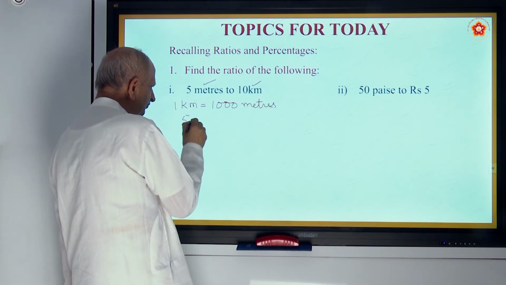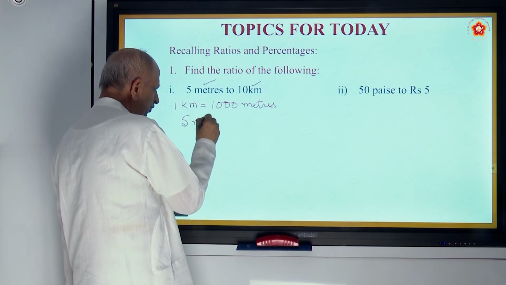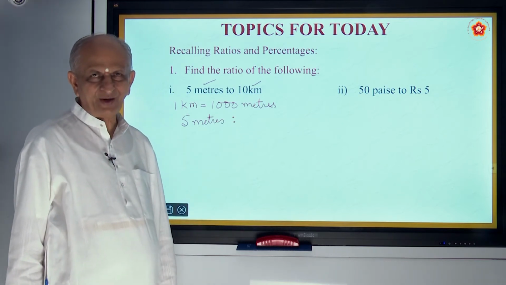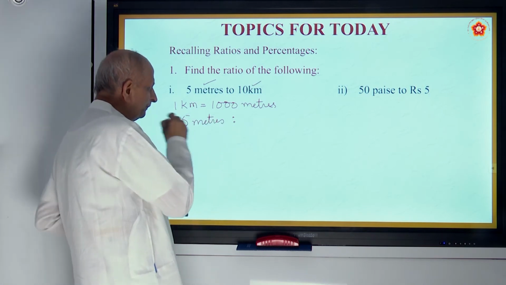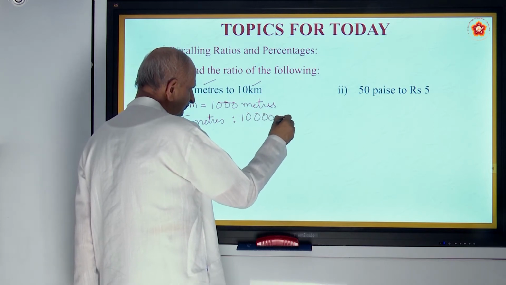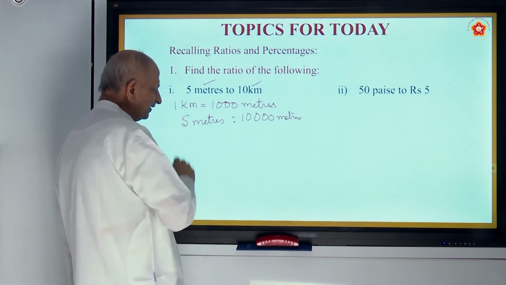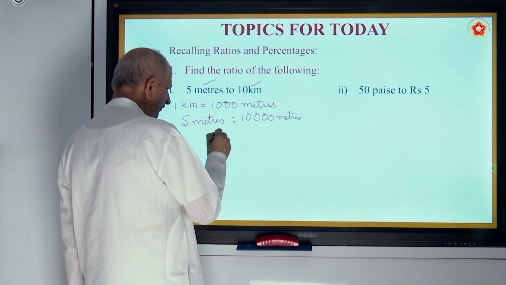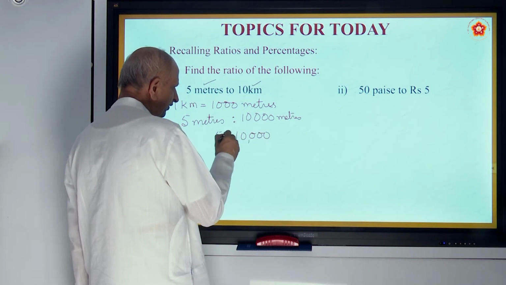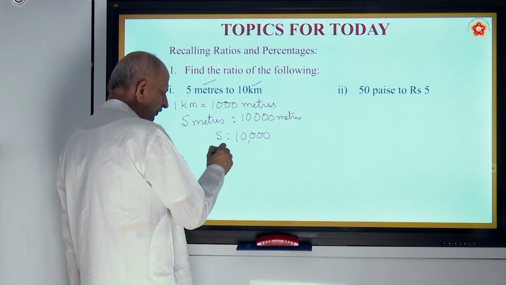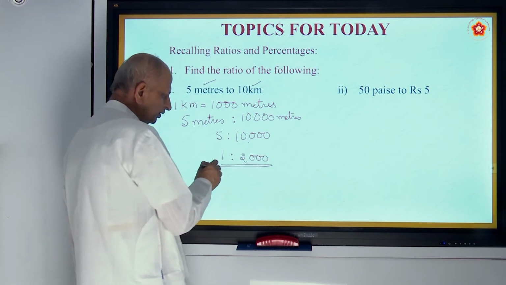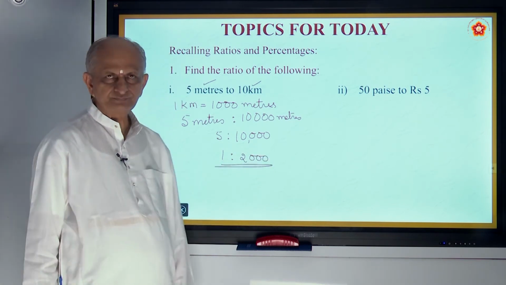So ratio becomes 5 meters is to, use the word "is to". That is how a ratio is written. 5 meters is to 10,000 meters. Here units are same, meter, correct? So it will be 5 is to 10,000. Are you following? So 5 ones are 5, 5 twos are 10, followed by 1000. 1 is to 2000. Got it?